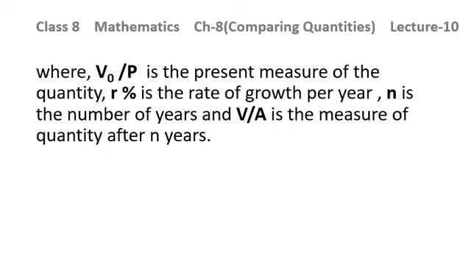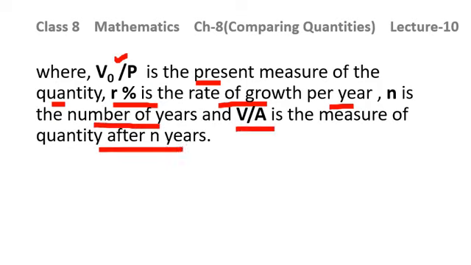V naught or P both are at the same position, so it is the present measure of quantity. R percent is the rate of growth per year. n is the number of years. V or A is the measure of quantity after n years, so V or A will give you the future value. This is your present value. And you must have seen in questions of exercise 8.3 that whenever I need to find the measure of the quantity after n years, then I need to find V, and if I need to find the present value of any quantity, then I need to find V naught or P.